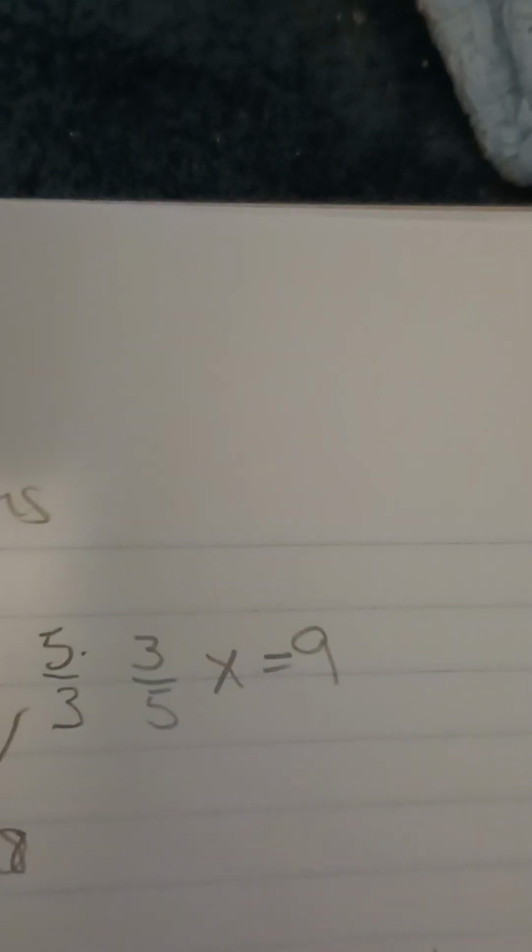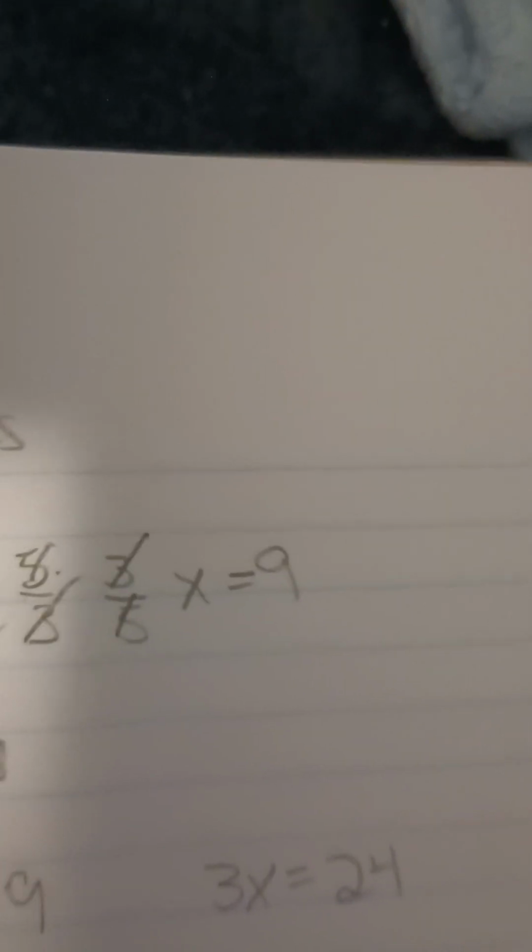So 5/3. Now I can multiply by 5/3. So I have 3/5, and I am going to multiply 3/5 by 5/3, and that means that the 5's and the 3's will cancel out. But since I multiplied the left-hand side by 5/3, I need to do the same thing to the right, times 5/3. Now 9 is the same thing as 9 divided by 1.